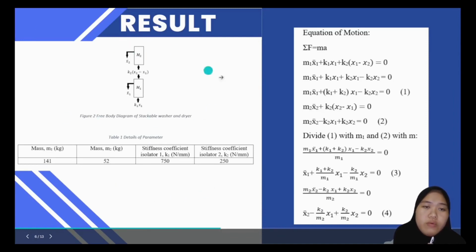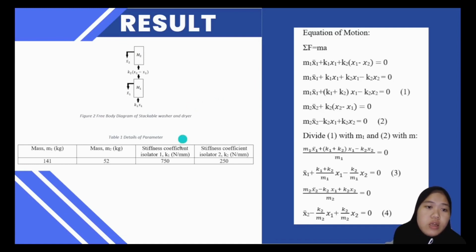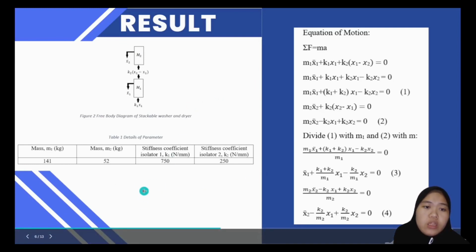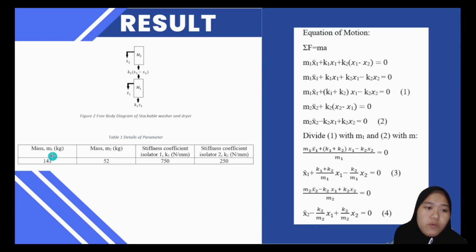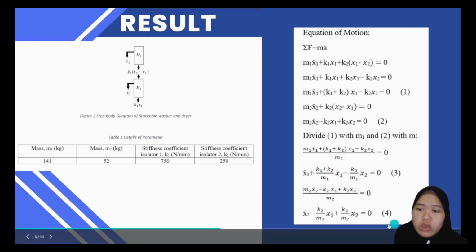First, this is the free body diagram of the stackable washer and dryer, and this is the table of details of parameters, which consists of M1, M2, K1 and K2. Then we will go to the equation of motion, total F equals MA. After we extract all the information from the free body diagram, we will get equation 1 and equation 2. After that, we will divide equation 1 by M1 and equation 2 by M2. So after we divide, we will have equation 3 and equation 4.